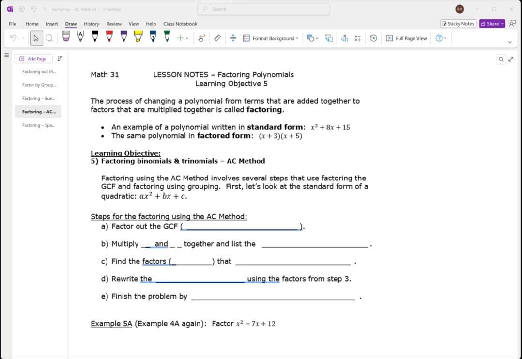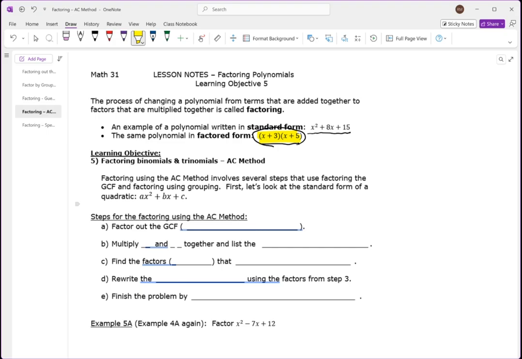So remember, this is standard form for a polynomial, a trinomial specifically, and this is the factored form. That's the goal of what we want things to look like right here. You kind of have to memorize some steps here.